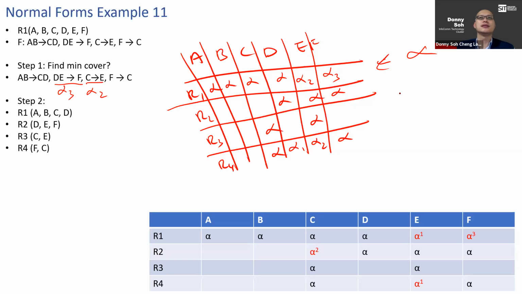And so this is lossless. Okay. Okay, good.